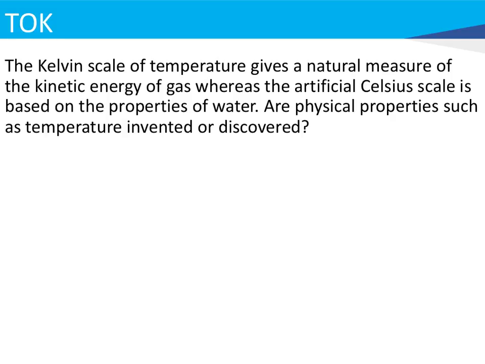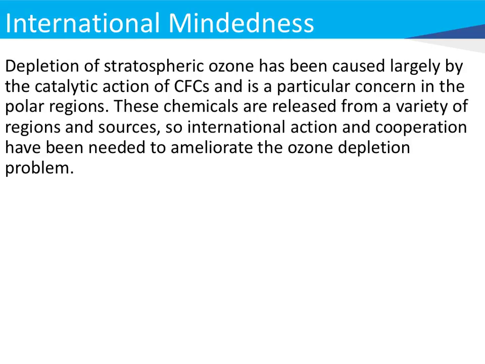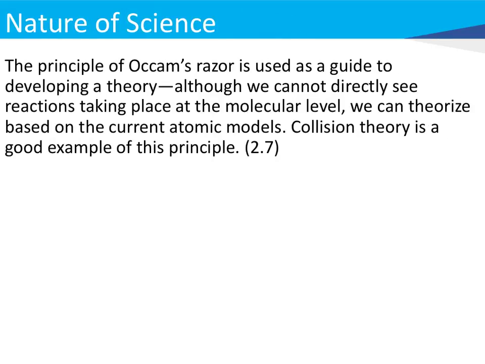In TOK connection, the Kelvin scale of temperature gives a natural measure of the kinetic energy of a gas, whereas the artificial Celsius scale is based on the properties of water. Are physical properties such as temperature invented or discovered? It's an interesting one. International mindedness, ozone depletion. We talked about that a couple different places and how that certainly is something that affects the world. Nature of science. This is going to be really important for mechanisms. And the simplest theory is often the best explanation.